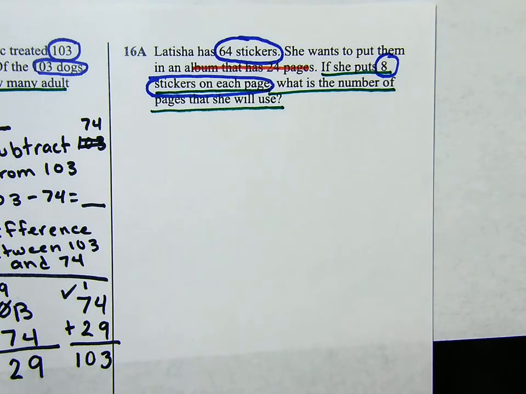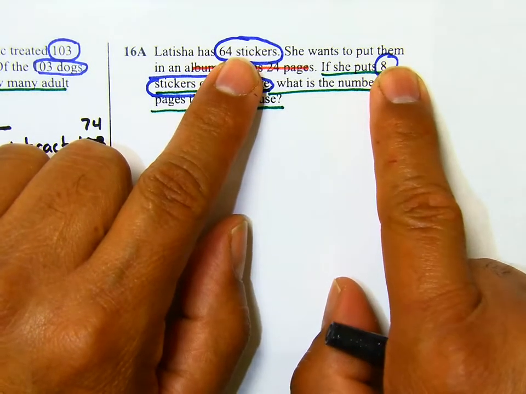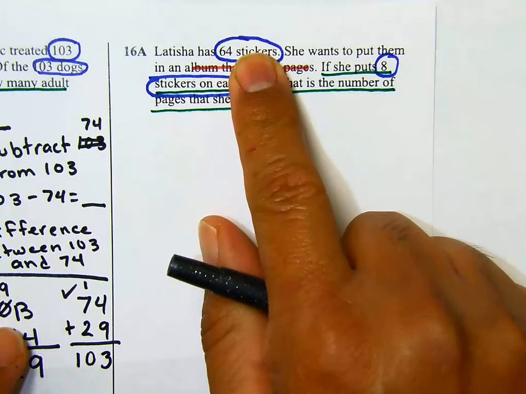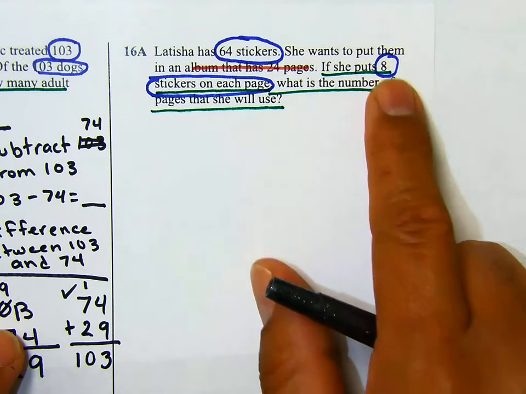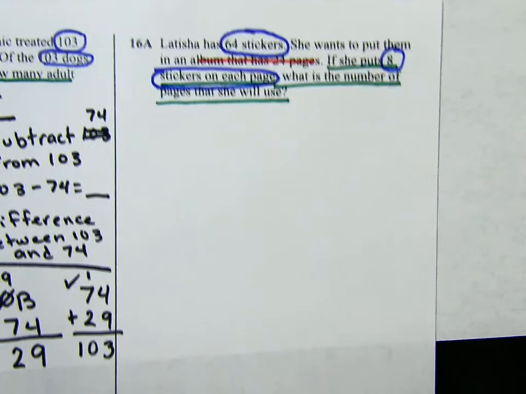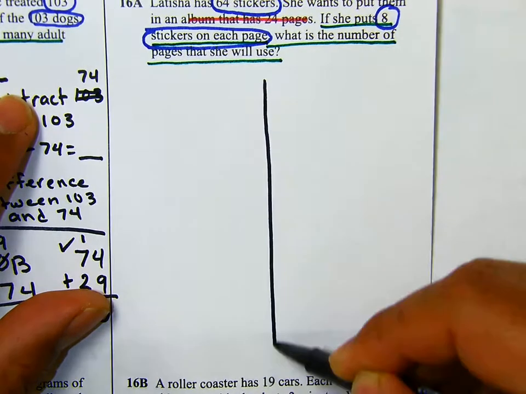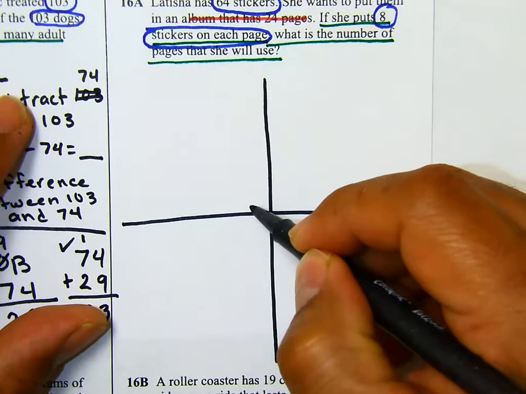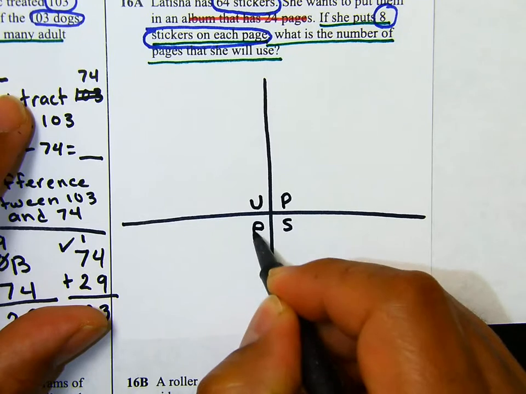So now we're going to create our OPSI model. And I know if I put these stickers into groups of 8, into equal groups, I'm going to be dividing because I've taken a total and I'm going to break it up into equal parts or equal groups. So I'm going to divide. So I'm going to create my OPSI model. And my OPSI model has 4 parts: understand, plan, solve, and evaluate.